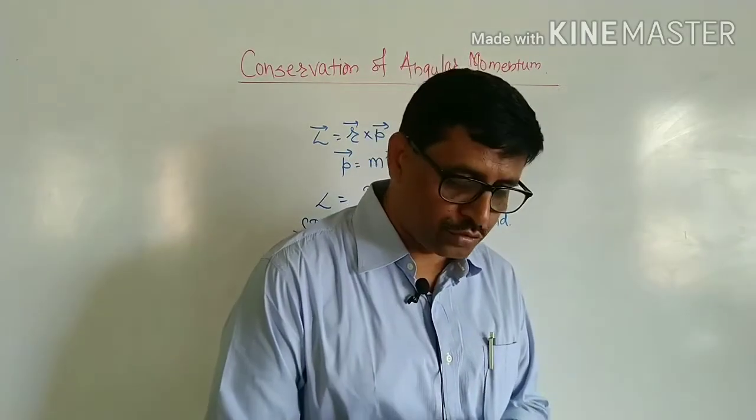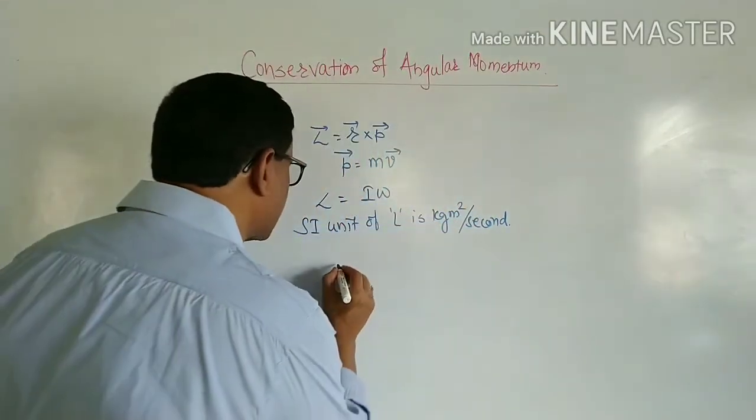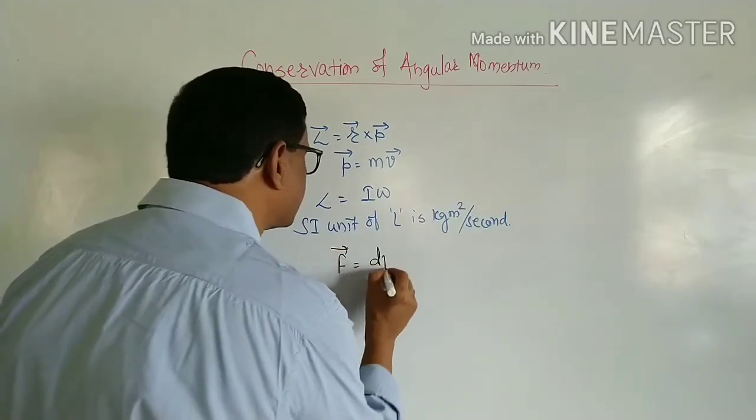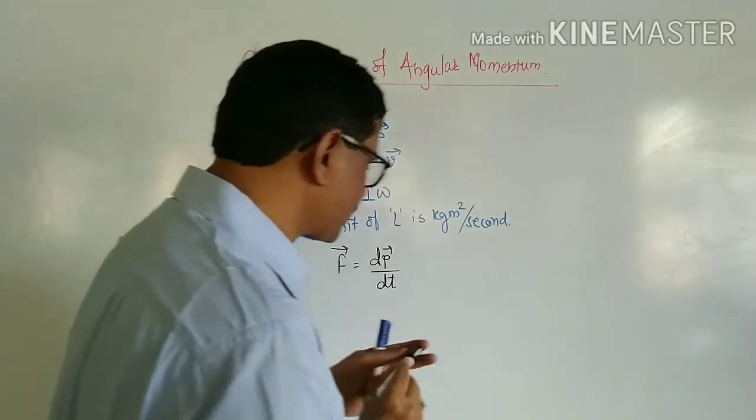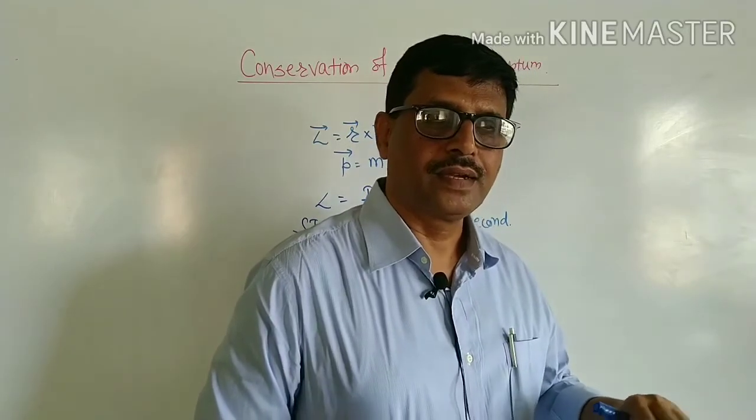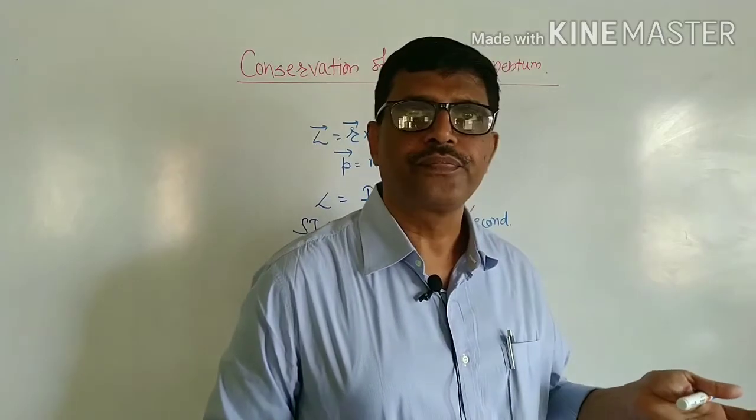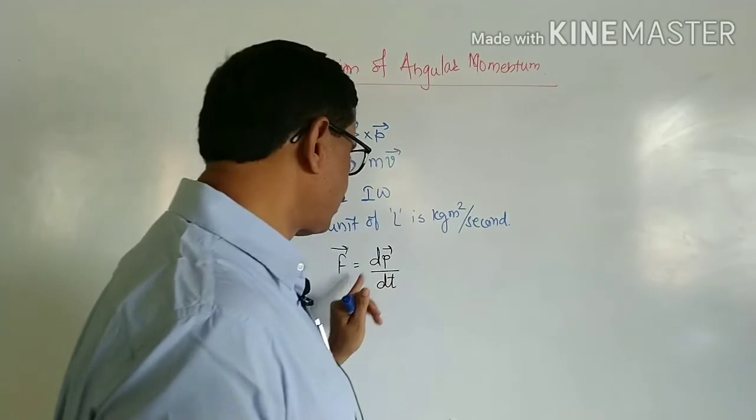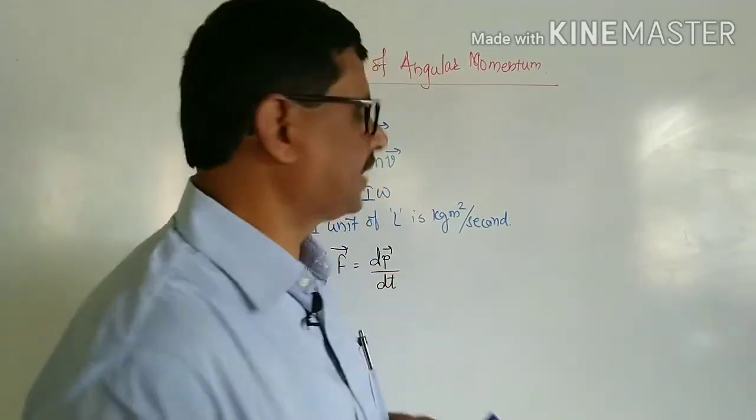One more thing that is known to us is that force is nothing but a rate of change of momentum. Therefore, force can be written as dP by dt. A force acting on a body is directly proportional to the rate of change of momentum. This is Newton's second law, and the proportionality constant is 1. Therefore, vector F is equal to dP by dt.